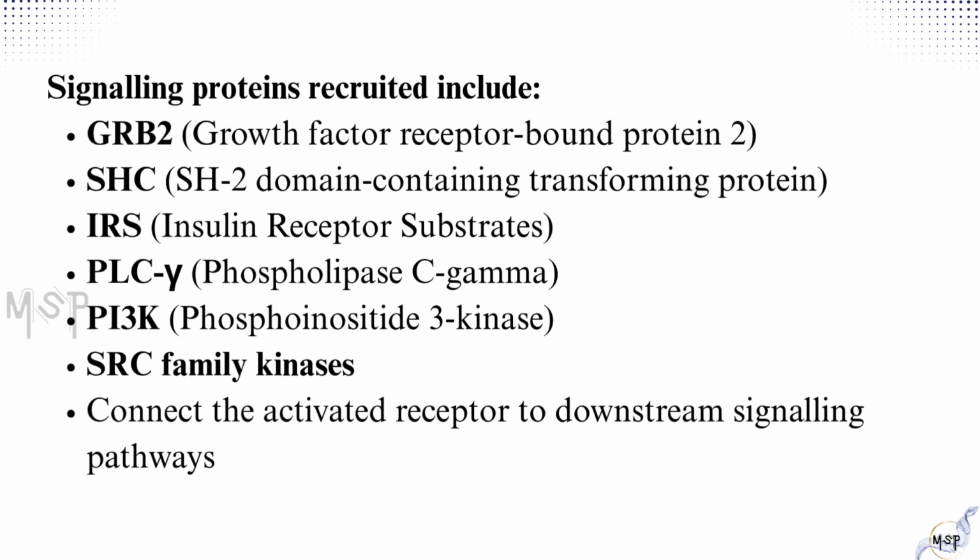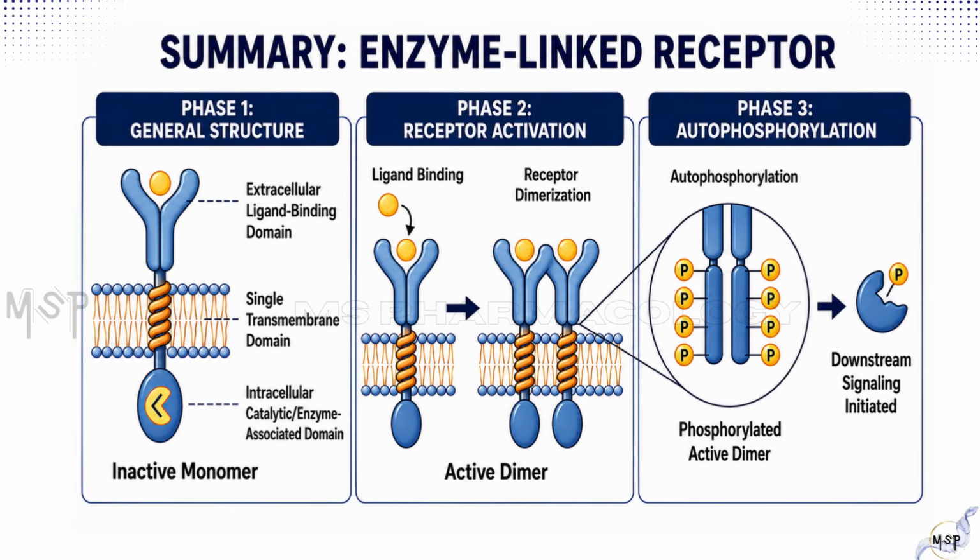With this, we have completed our discussion on the general structure and activation of enzyme-linked receptors. We have seen how these receptors are organized into an extracellular ligand-binding domain, a single transmembrane domain, and an intracellular catalytic or enzyme-associated domain. We also discussed how ligand binding, receptor dimerization, and autophosphorylation activate these receptors and prepare them to transmit signals into the cell.